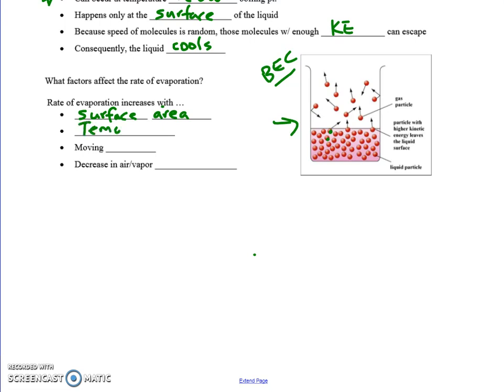Perhaps more obvious, temperature. The warmer you are, the faster it occurs. But it can occur at any temperature. Moving air. Well, there's wind, right? Why do you put clothes out on a clothesline, if people still do that? Because the moving air gives those molecules near the surface kinetic energy, allows them to escape, a very effective way of drying. And then lastly, a decrease in air vapor pressure. In other words, you're not pushing down on the surface, so the molecules, again, have a better chance of escaping. All right, so that sums it up for the basics of phase changes.